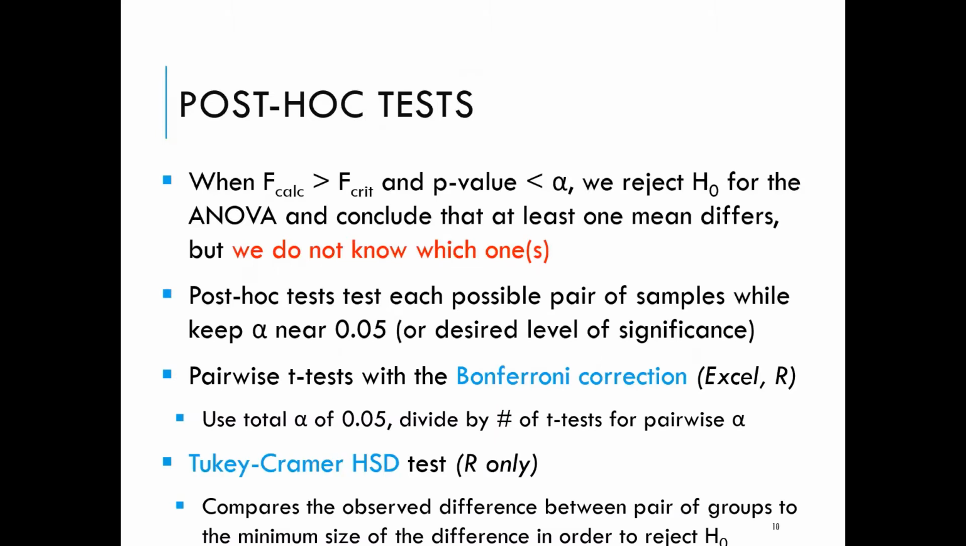The second type of post-hoc test is the Tukey-Kramer HSD test. This test can only be done in R, but it's very easy to do in R, and it's very easy to interpret the results because we use the same alpha of 0.05 rather than dividing it by some number. The conceptual theory behind the Tukey-Kramer test is that it compares the observed difference between a pair of groups to the minimum size of the difference that is needed in order to reject the null hypothesis.